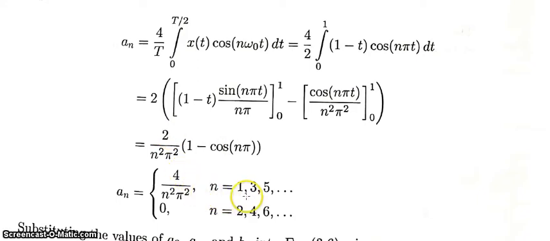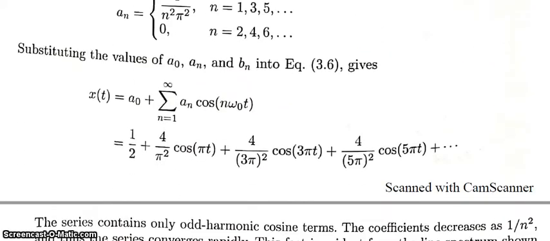So the an value is 4 by n square pi square only when n is odd. Okay, now we have evaluated the coefficients. We just need to substitute in the equation of x of t, that is the trigonometric Fourier series expansion, a0 plus summation n equal to 1 to infinity an cos n omega 0 t, where a0 is 1 by 2 plus the an term only for odd values of n.